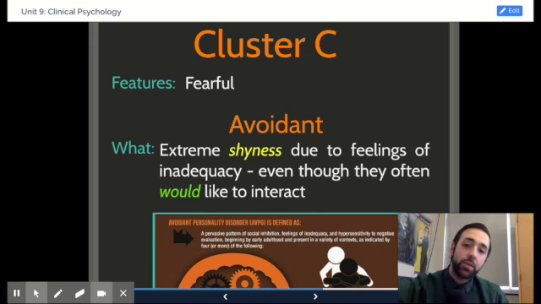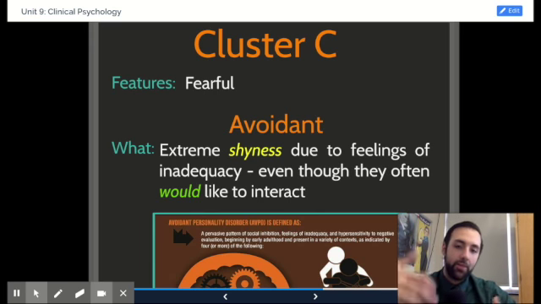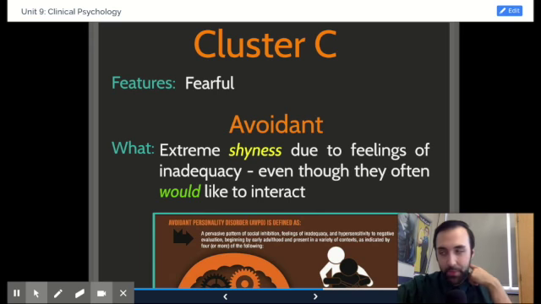The first one in cluster C is what we call avoidant personality disorder. This is when an individual exhibits extreme shyness, so that's a clear element of their behavior, due to feelings of inadequacy, which then often leads them to avoid interactions with other people. Though the important part here is the patient very much would love to interact with other people, and it has nothing to do with anxiety. That point there is so critically important.